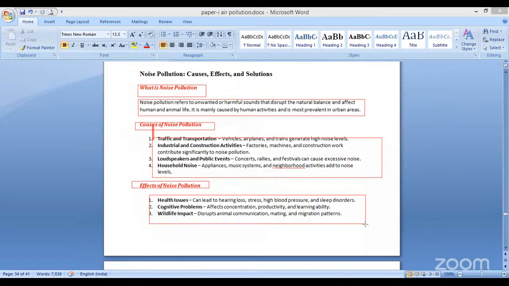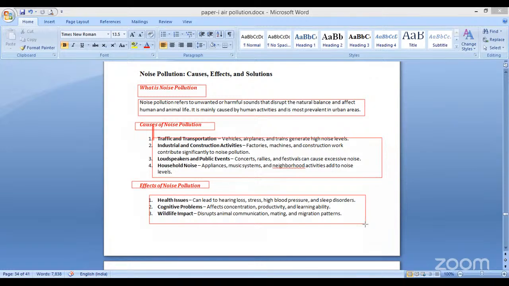Shall I repeat one more time? Noise pollution refers to the unwanted or harmful sound that disrupts the natural balance and affects human and animal life. It is mainly caused by human activities and it is most prevalent in urban areas.